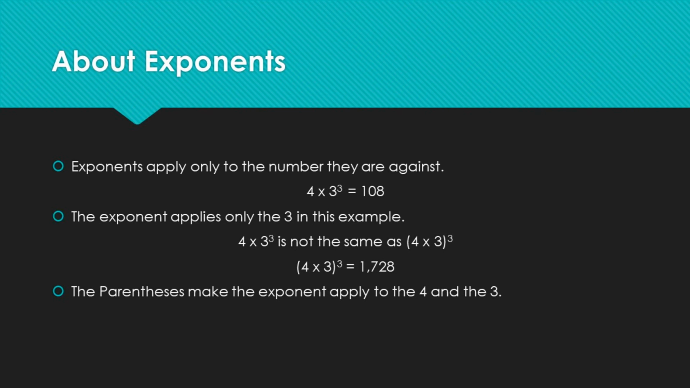4 times 3 raised to the 3rd power is not the same as open parentheses, 4 times 3, close parentheses, raised to the 3rd power. That equals 1728. The parentheses make the exponent apply to both the 4 and the 3.